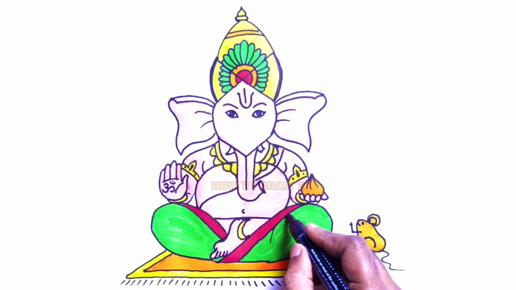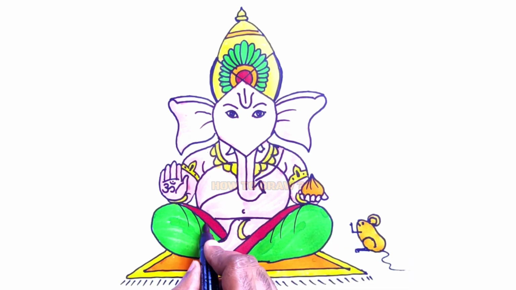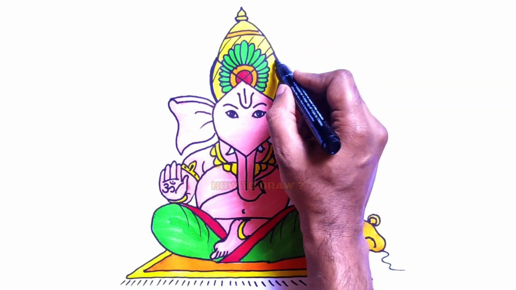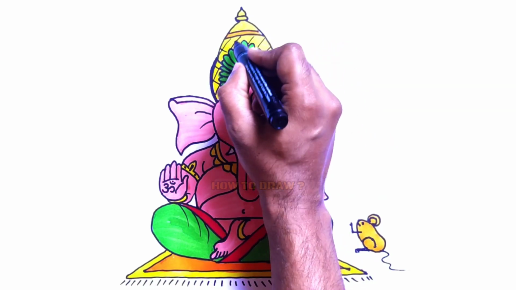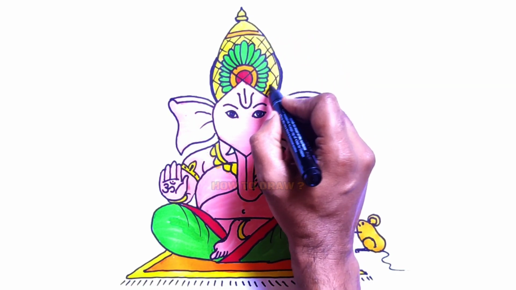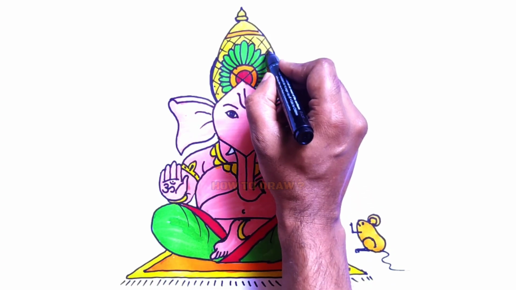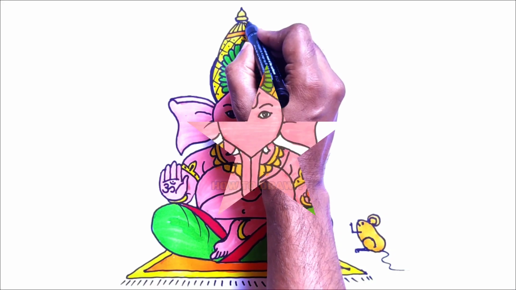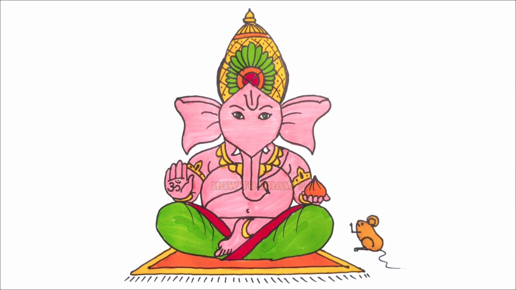Finally, we have to drag some lines to the dhoti here, and we have to draw some designs on the crown of the Ganesha. We're just putting X lines like this, and inside this one you have to put small dots. See how beautifully you can draw a Ganesha using alphabets X, Y and Z.